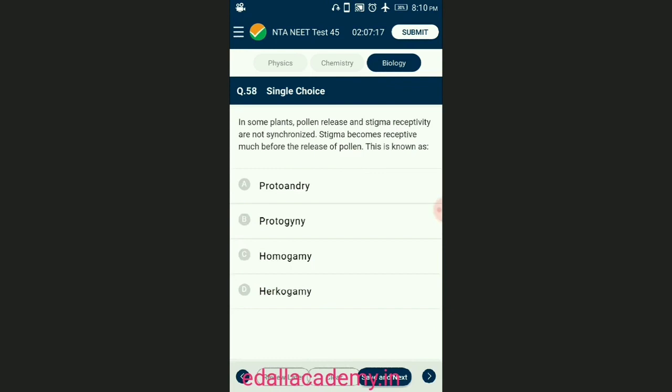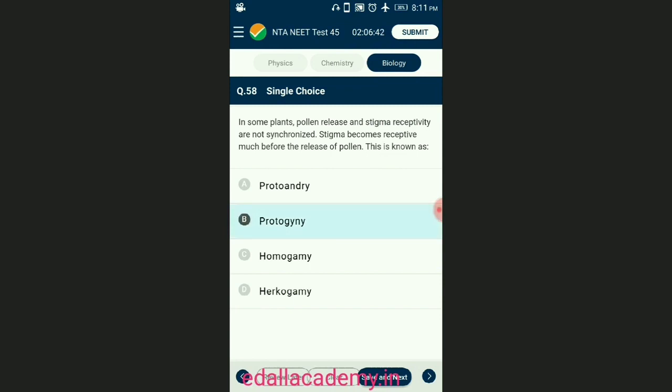Pollen release and stigma receptivity are not synchronized. Stigma becomes receptive much before the release of pollen. This different timing of maturation of stamen and carpels of a bisexual flower is called dichogamy. If stamen matures first, it is called protandry. If carpel matures first, it is called protogyny. Homogamy is the same timing of maturation of the stamen and the carpel. So the answer for this question is option B, protogyny.